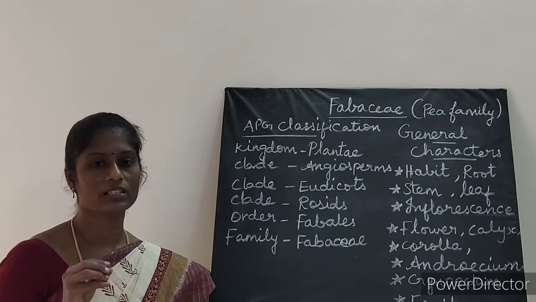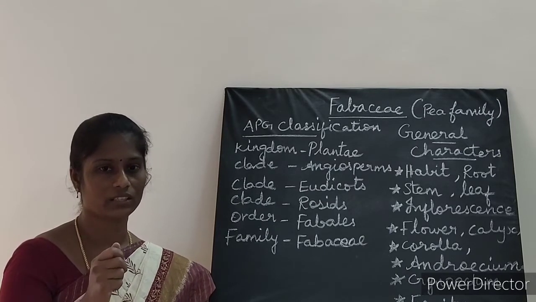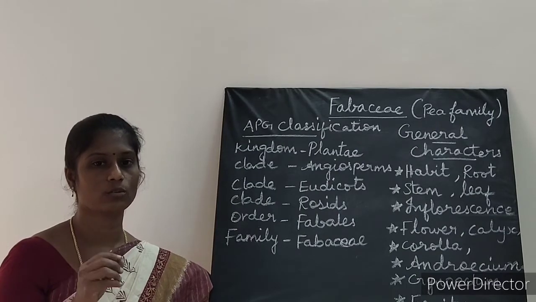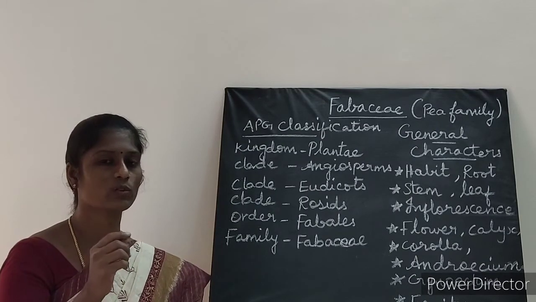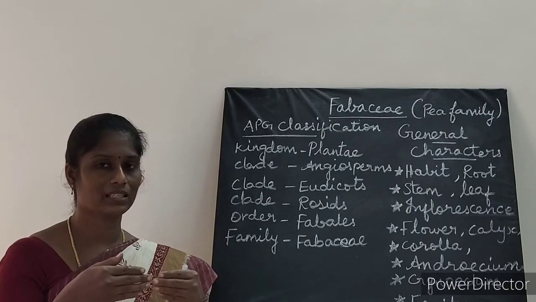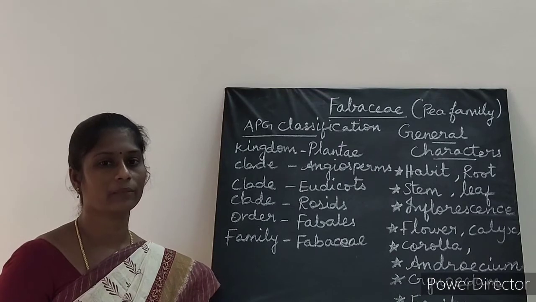Sepals. So here the sepals are 5. Syncephalous. Syncephalous means what? Sepals are united. And then here it is in the form of tube and persistent. Here the estivation is valvate, that is, the margins just meet each other. Okay, they won't overlap. And then sometimes it is imbricate.